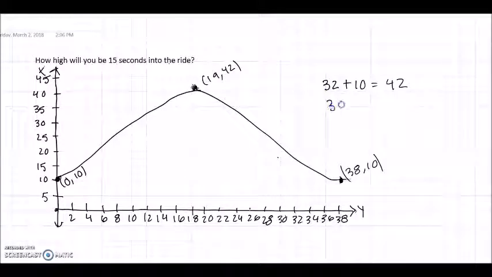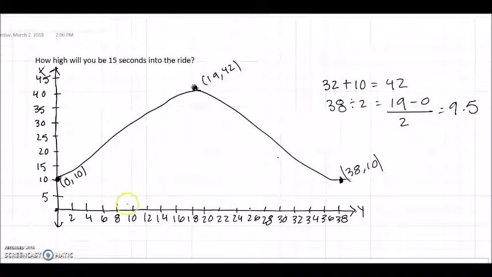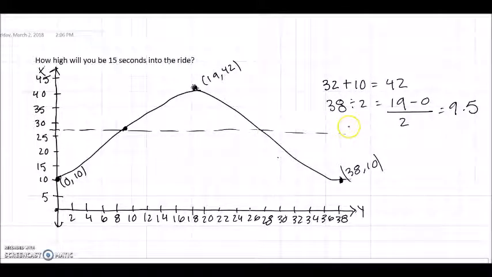Since our period is 38, to find our midline we divide this by 2, which gives us 19. So 19 minus 0, divided by 2 equals 9.5. So we know that our midline would be 26. So y equals 26 would be our midline.